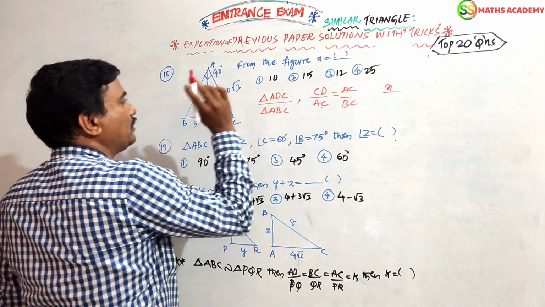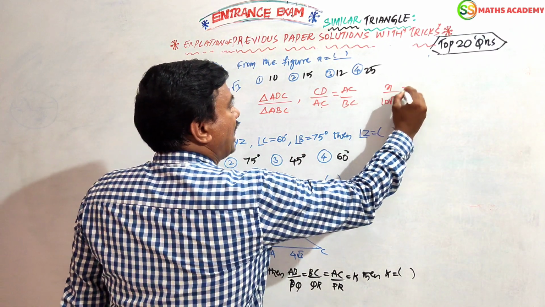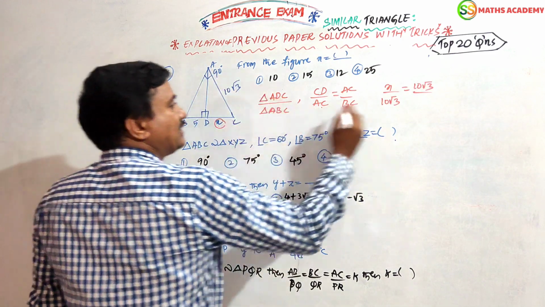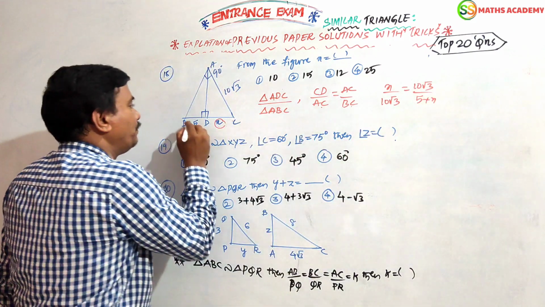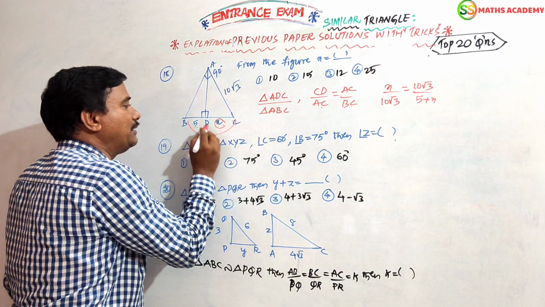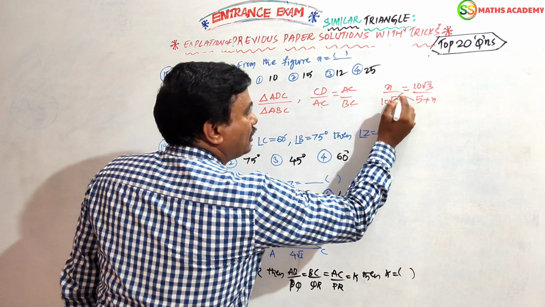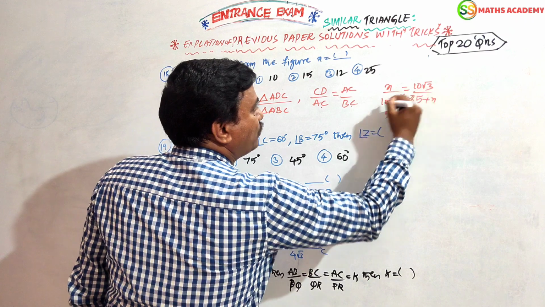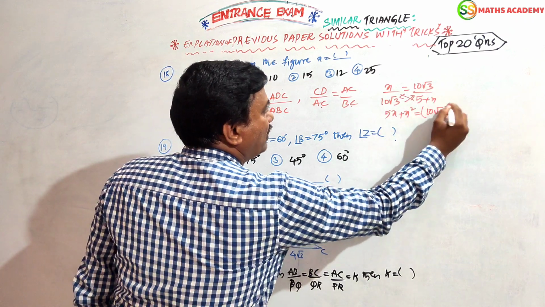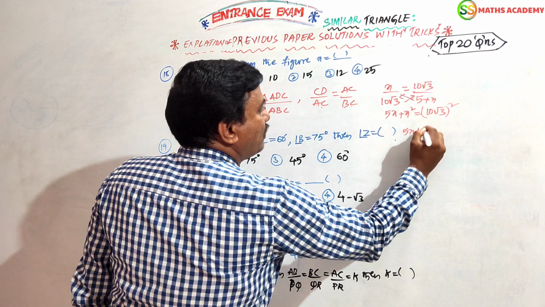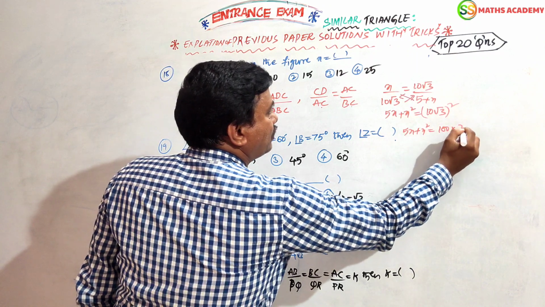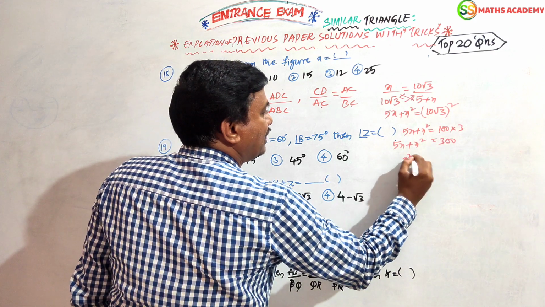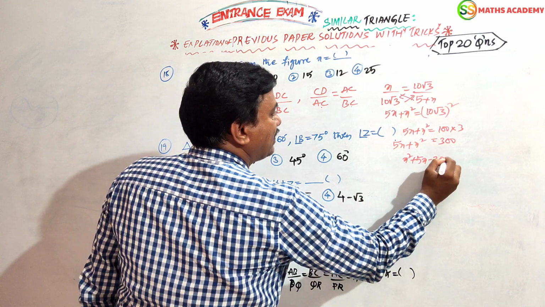AC is 10 root 3, again AC is 10 root 3. Substitute BC: BC is 5 plus x, since BD plus DC is 5 plus x. Cross multiplication: x into 5 is 5x, x into x is x square, and 10 root 3 into 10 root 3 is 10 root 3 whole square, 100 into 3, 300. So 5x plus x square equals 300, x square plus 5x minus 300 equals 0.